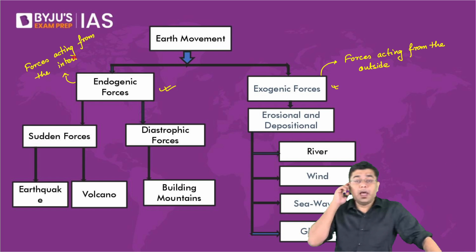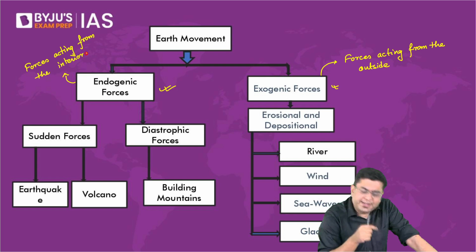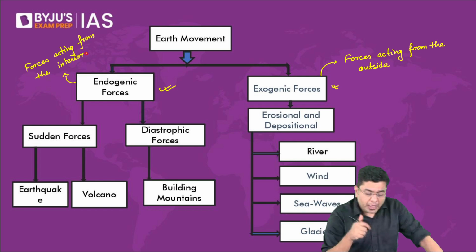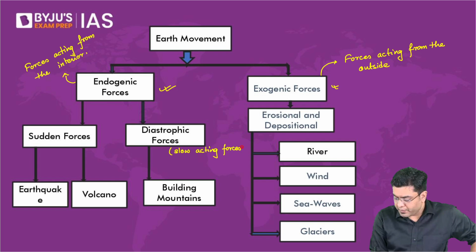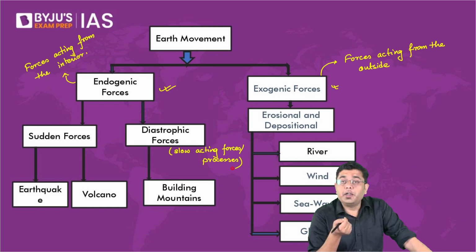Okay. Now here, the endogenic forces that we have studied are basically classified into sudden forces and what is referred to as diastrophism, or slow acting forces or processes. Now, when we talk about sudden forces, for example, earthquakes or volcanic eruption, they end up happening all of a sudden.